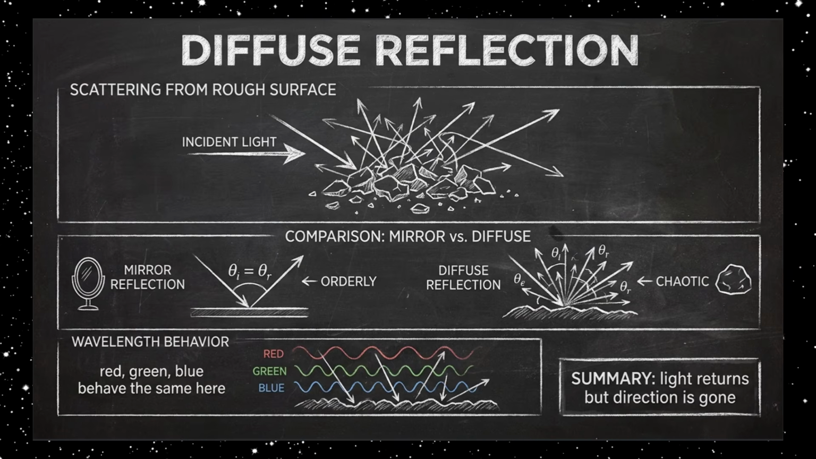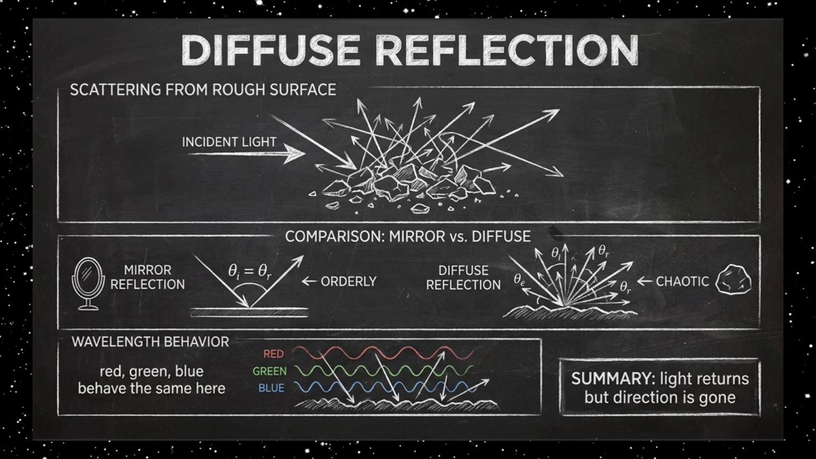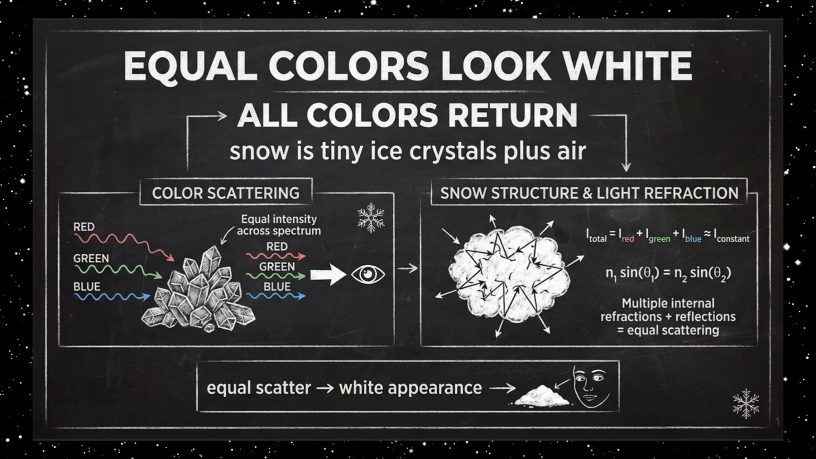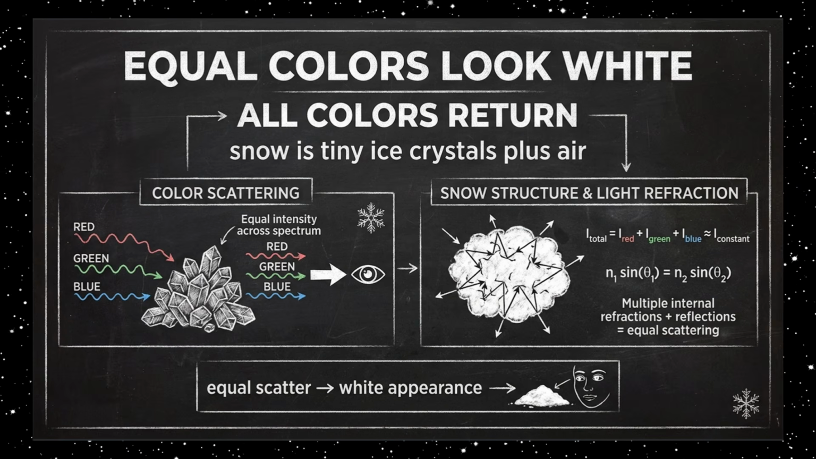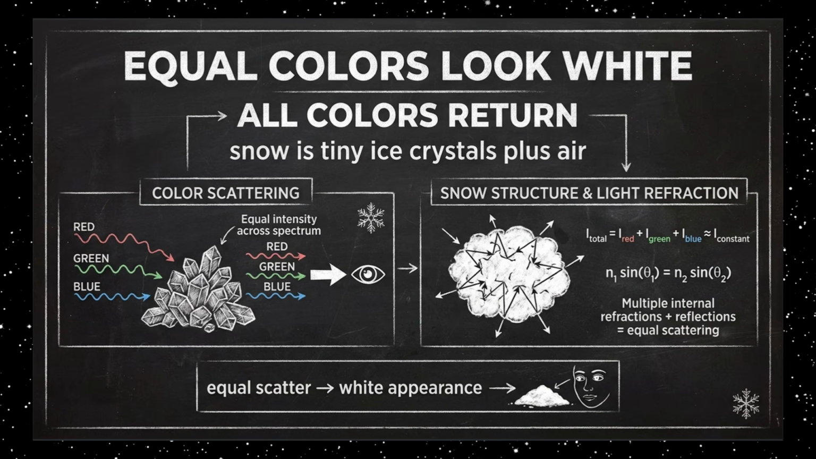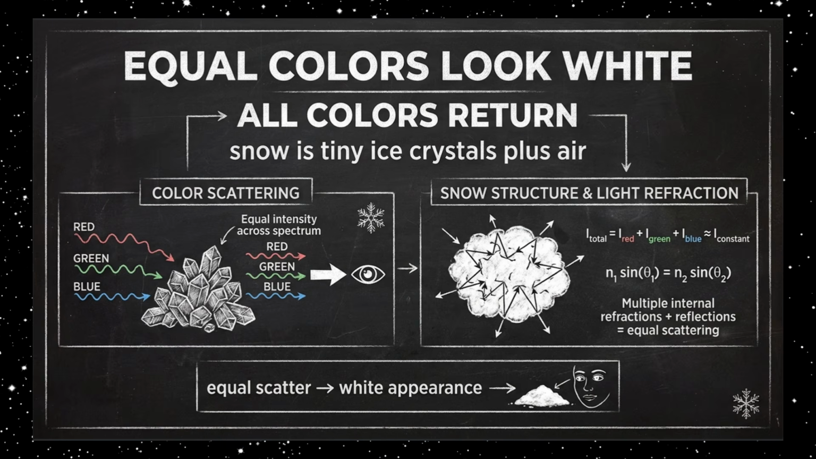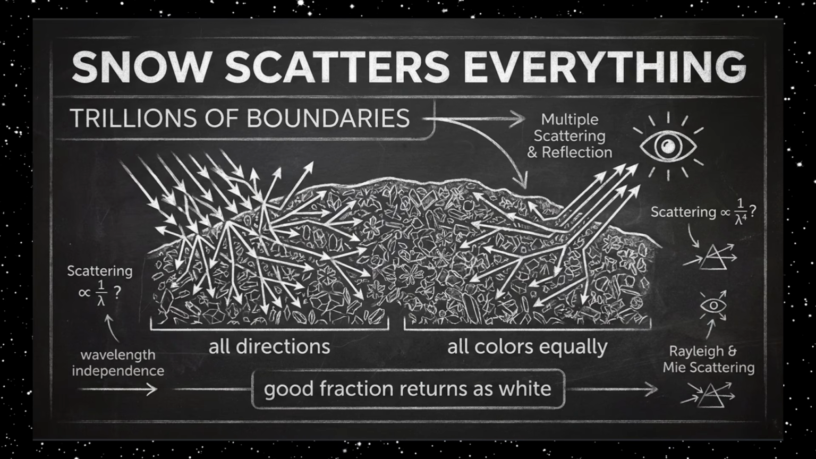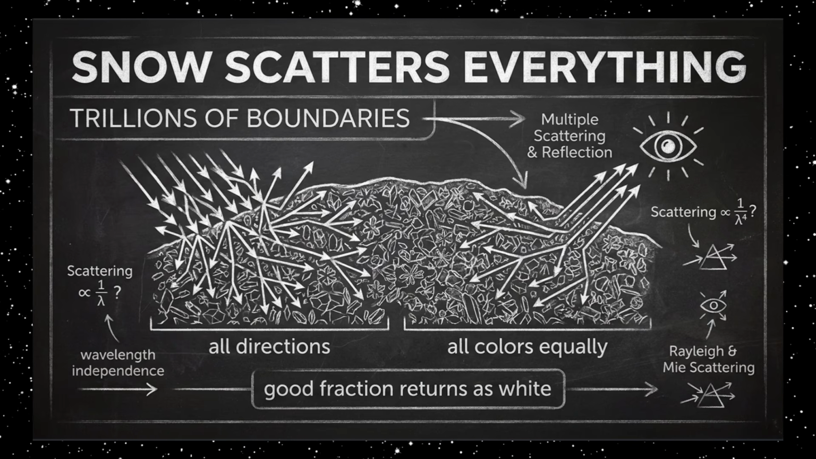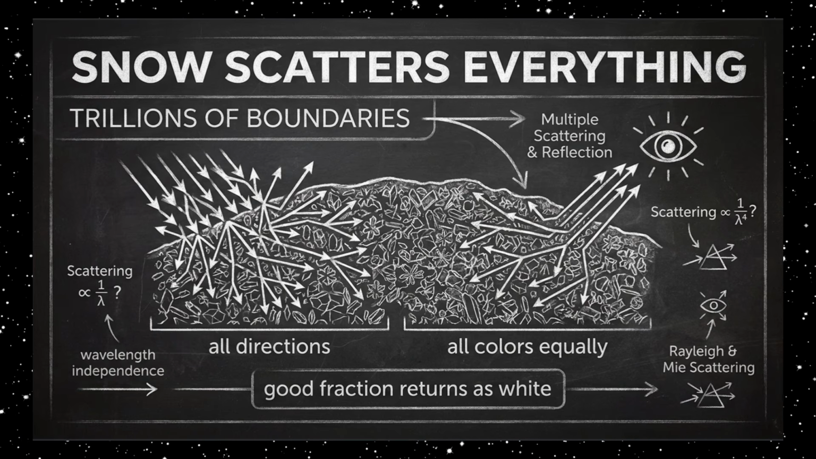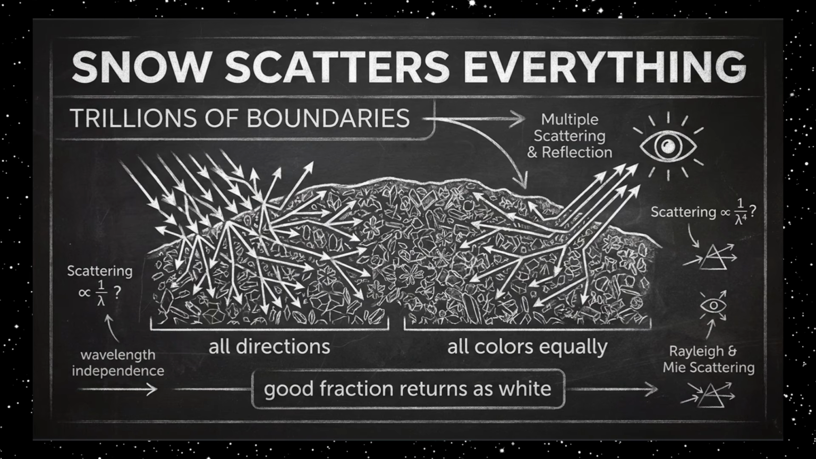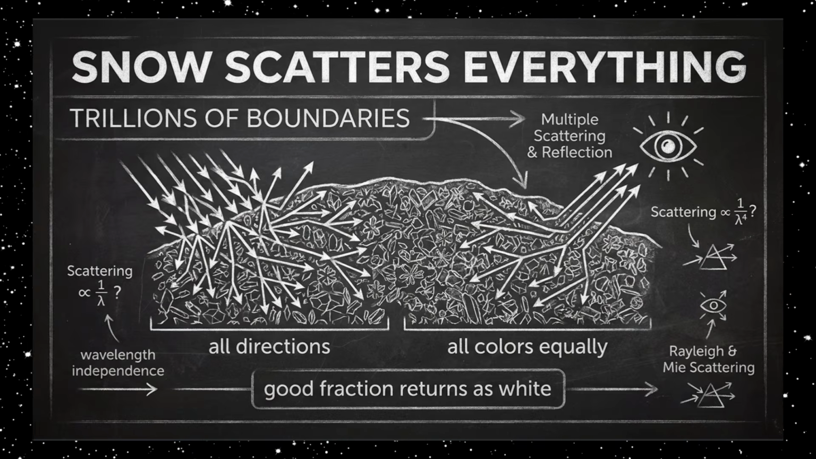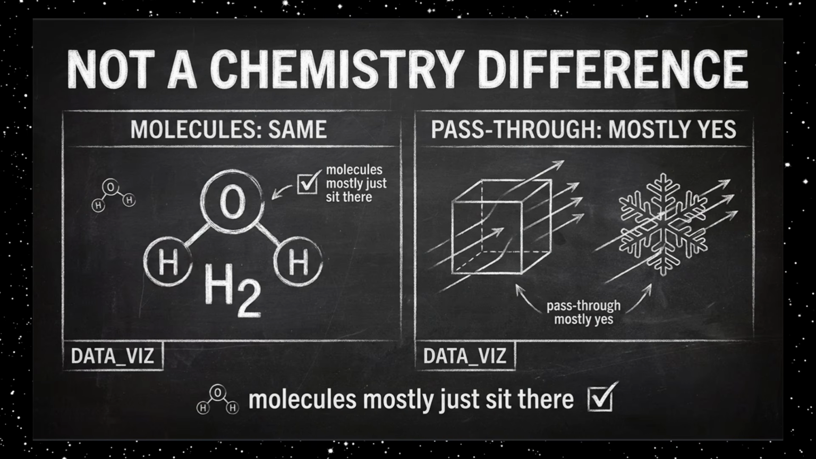And because all the colors do this equally, because red light and blue light and green light all bounce off these boundaries the same way, all the colors come back at your eye in equal amounts. And what do you see when all colors come back at you in equal amounts? You see white. Snow is exactly the same thing. Snow is just a fluffy pile of tiny ice crystals separated by air. Trillions of little boundaries between ice and air, each one reflecting and refracting the light a little bit. Light enters the snowbank, gets kicked around, splits up, scatters, and a good fraction of it eventually bounces back out into your eyes. From every direction. All colors equally. White.